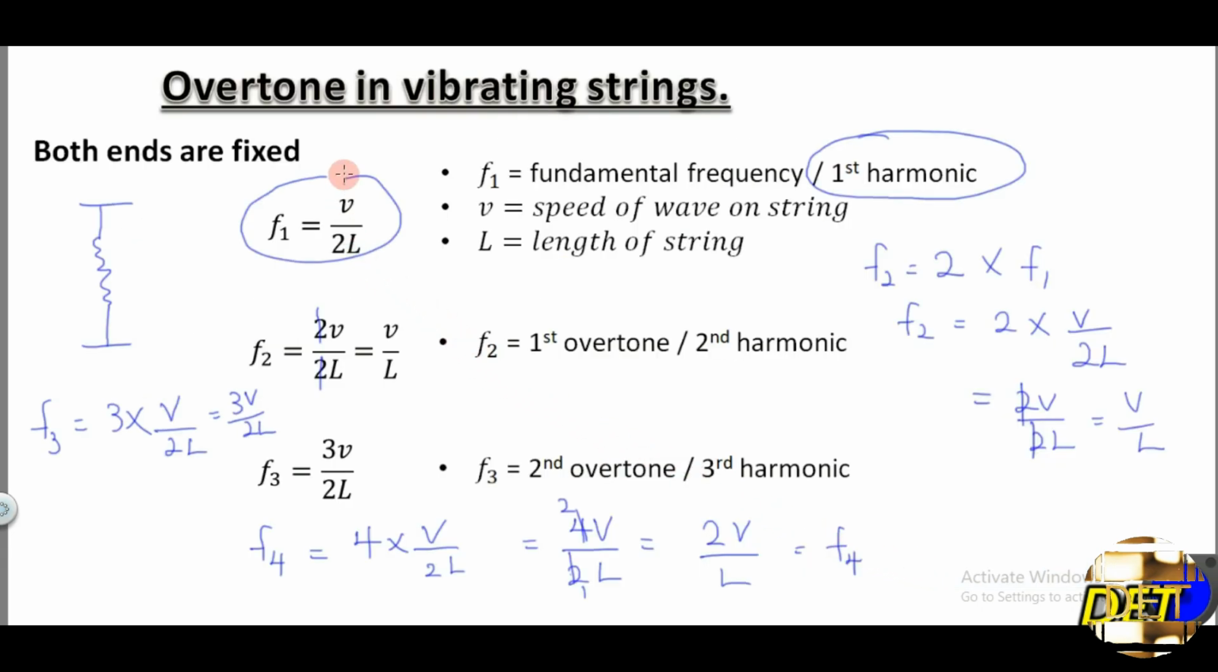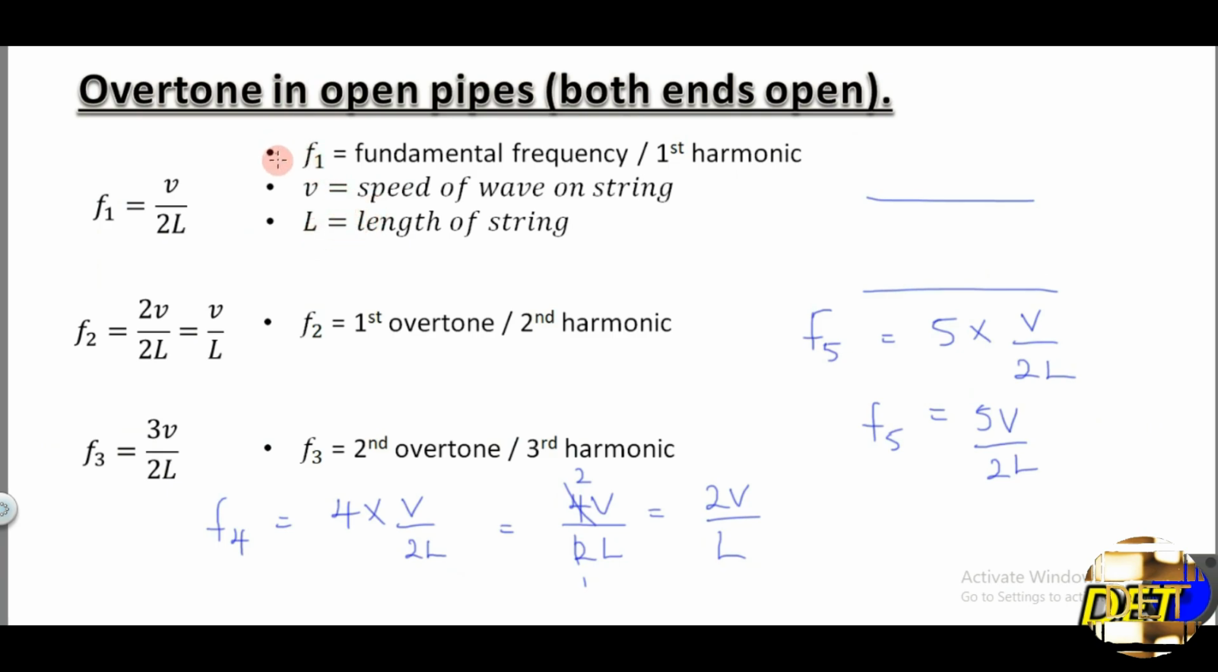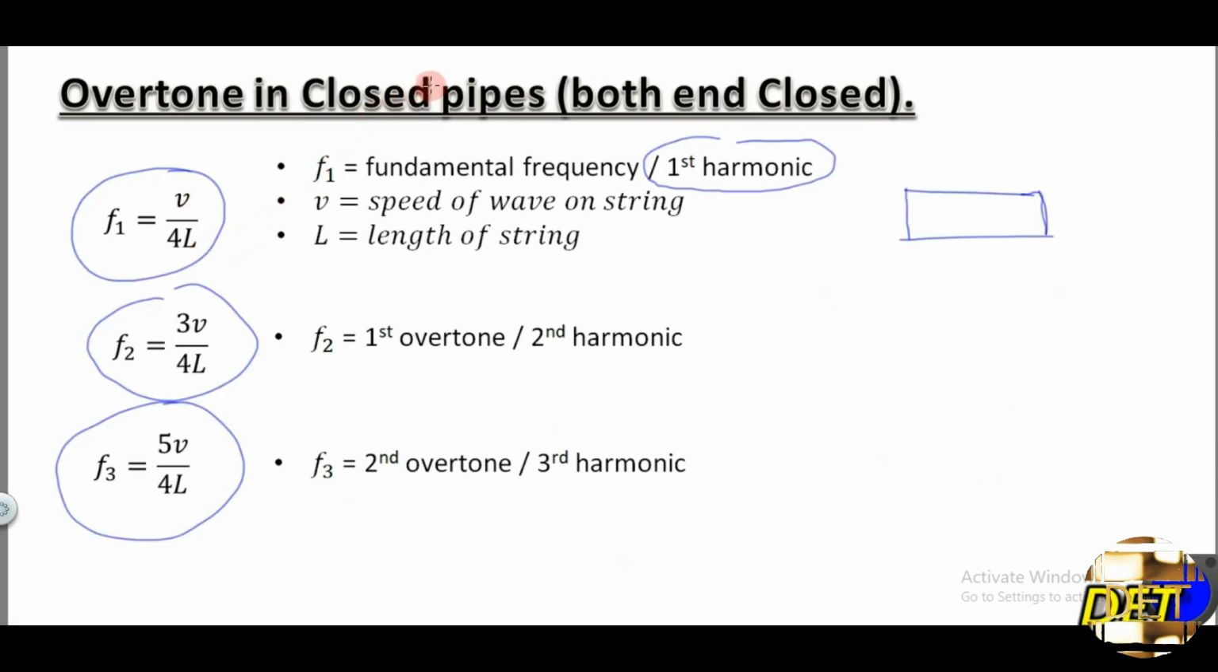And we looked at the overtone in vibrating strings, and the fundamental frequency is V over 2L. This formula, very important, applies to the overtone in open pipes where both ends are open. So you can see that both ends are open. So your fundamental frequency is equal to V over 2L. Then for a closed pipe where one end is closed, your fundamental frequency is equal to V over 4L. So in the next video, we're going to focus on questions and explain the overtone in closed pipes better.